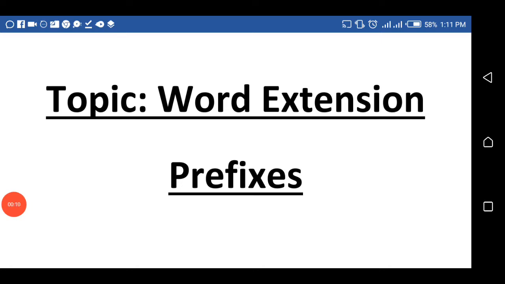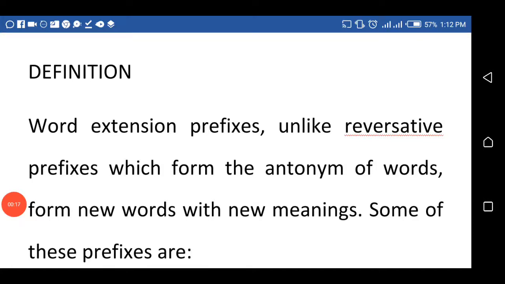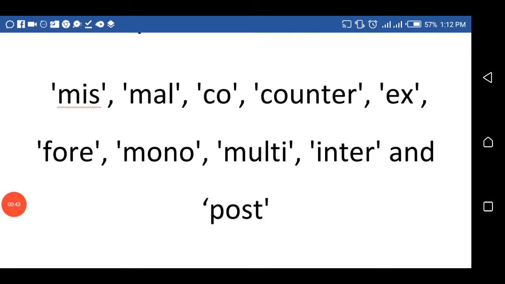One of the topics we'll be looking at today is word extension prefixes. Word extension prefixes, unlike reversative prefixes, which form the antonym of words, form new words with new meanings. That is, word extension prefixes are prefixes which form new words with new meanings. Some of these prefixes are miss, mal, co, counter, ex, for, mono, multi, inter, and post.